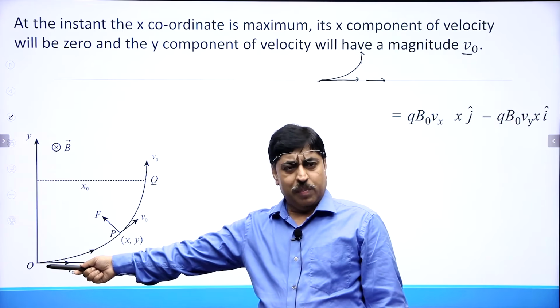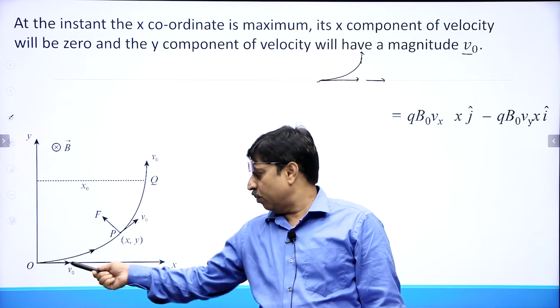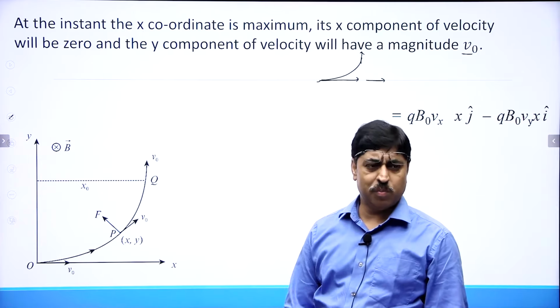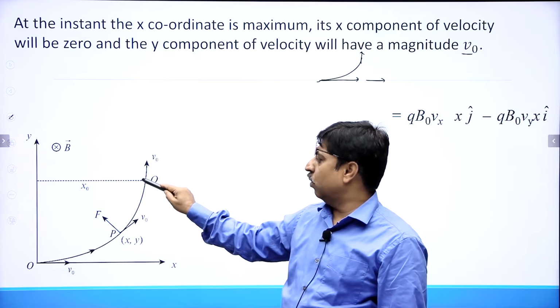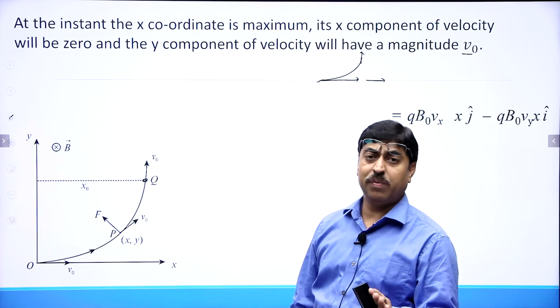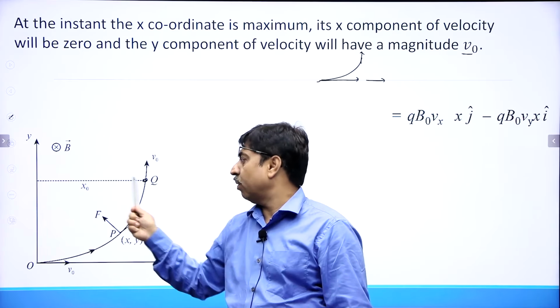This point O is from where the particle has been projected. It has been projected with some speed V0. Let us say this is the path on which it is moving. At point Q, its velocity becomes parallel to the y direction. It is V0, and this is the maximum x coordinate.